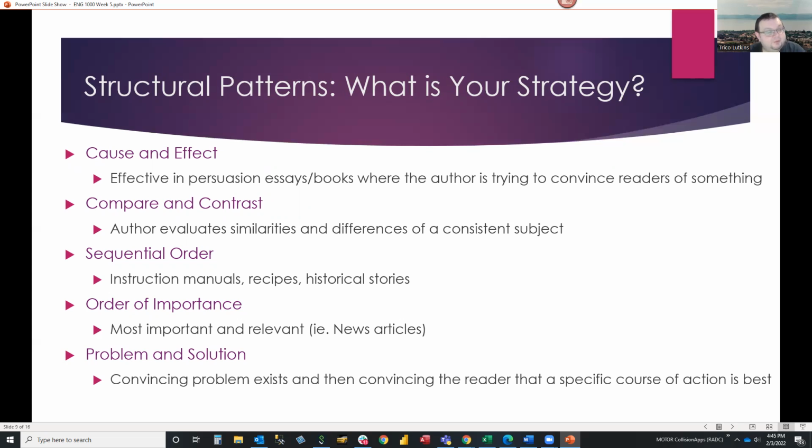There's compare and contrast. A lot of times in college essays, you get asked to compare and contrast stuff a lot, so you'll probably do a lot of those. That's an evaluative essay, where the author evaluates similarities and differences of a consistent subject. Like, I teach ancient history over at Jackson College in Jackson, Michigan.